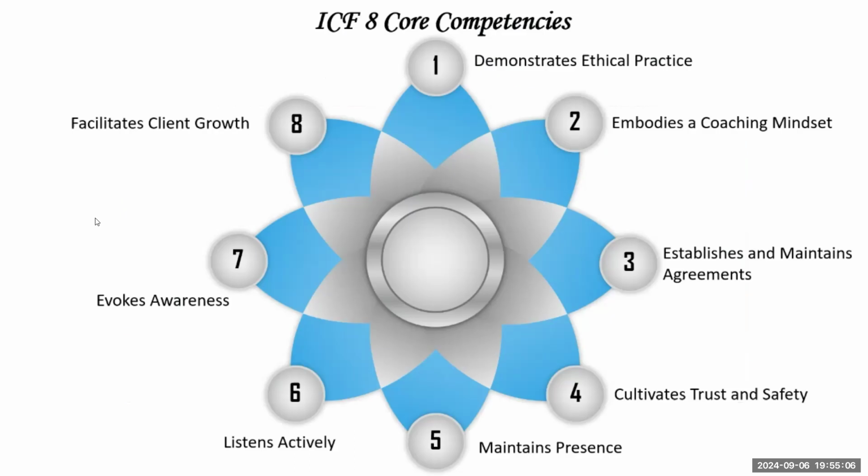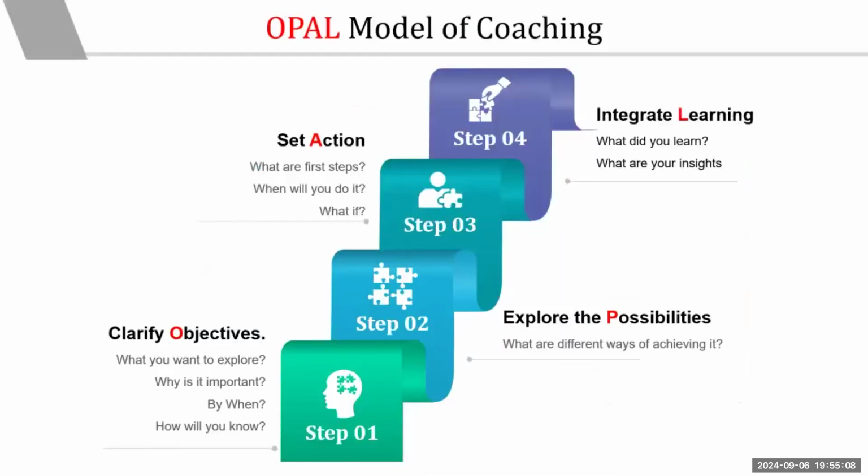Okay, thank you. So moving on to this four-level question. It's an open model of coaching. That's what we are going to demonstrate here. I wonder if you want to take this question paper also with you. Okay, so there is the open model. The first step is clarifying objectives. You need to spend the maximum amount of time here with the coachee, asking what you want to explore. Why is it important? By when? How will you know? These are the 4 questions you can ask.